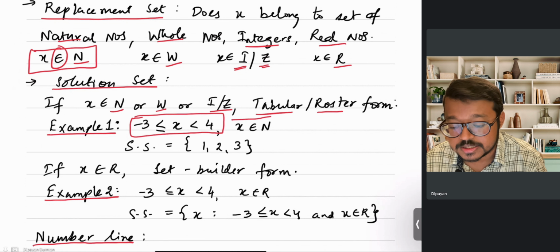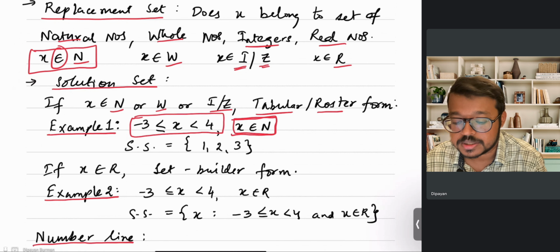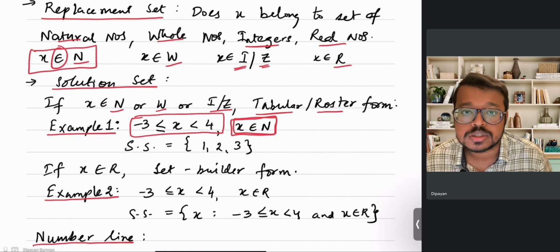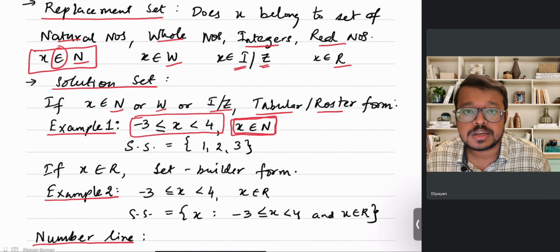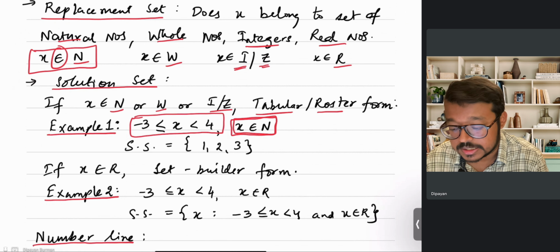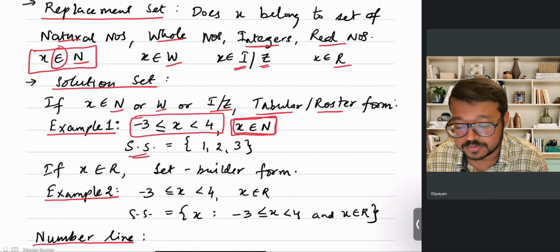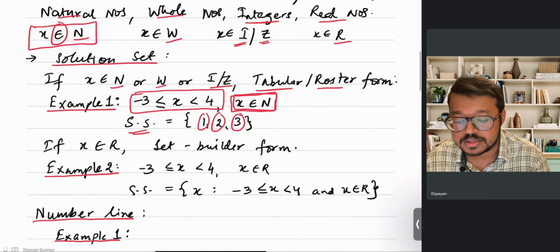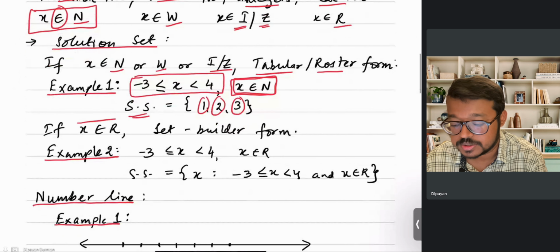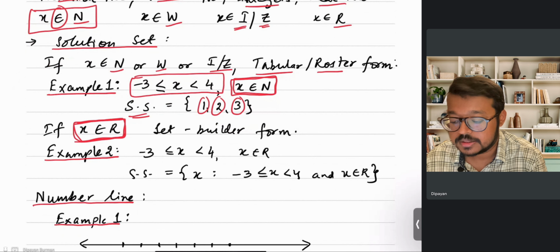But if x is belonging to set of natural numbers, then when I'm writing my solution, x can only be some natural numbers within this range. So x cannot be any negative number, x cannot be 0. So the only natural numbers in this range are 1, 2 and 3. So the solution set I have to write in the tabular format, where I am writing the elements 1, 2 and 3.